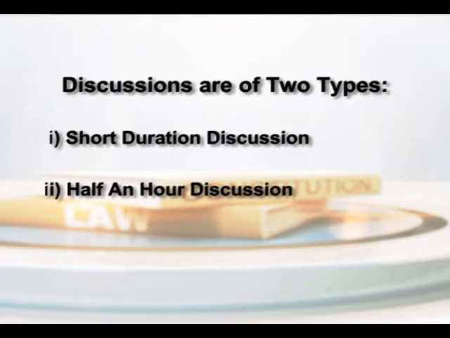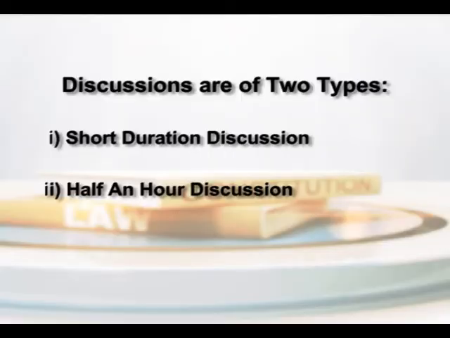Now, at least 3 members of the House may demand a short duration discussion on some matters of urgent public importance. A notice to this effect should be given to the chairman or the speaker of the House, and in case it is admitted, it may be allotted 2 sittings in a week for discussion.